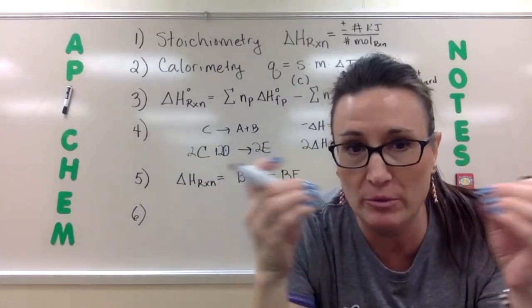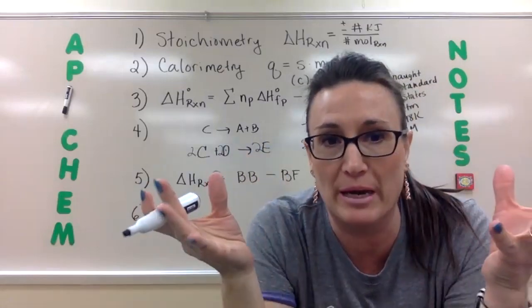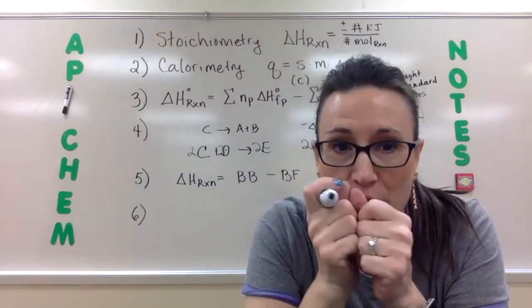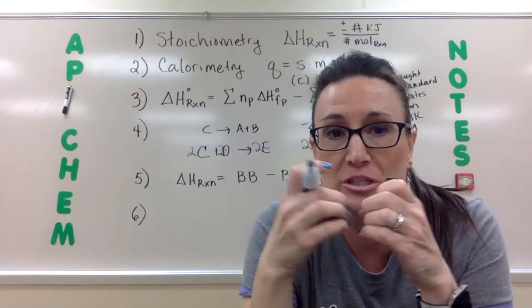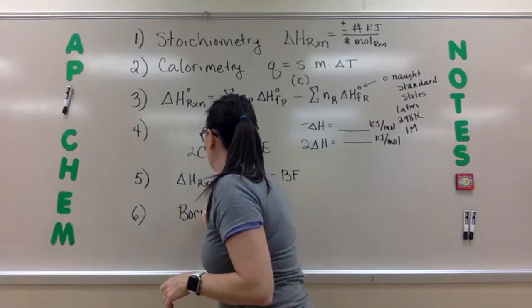And then when those atoms come together and their nuclei are attracted to each other, you'll energetically get energy back. So just remember that bond breaking is endothermic and bond formation is exothermic. You'll be okay. The last one is called the Born-Haber cycle.